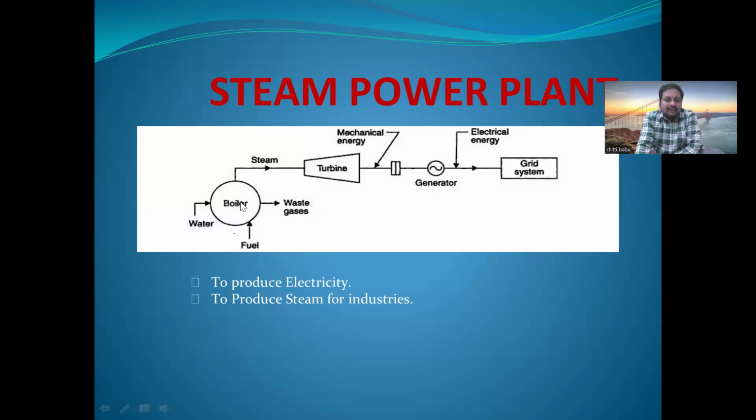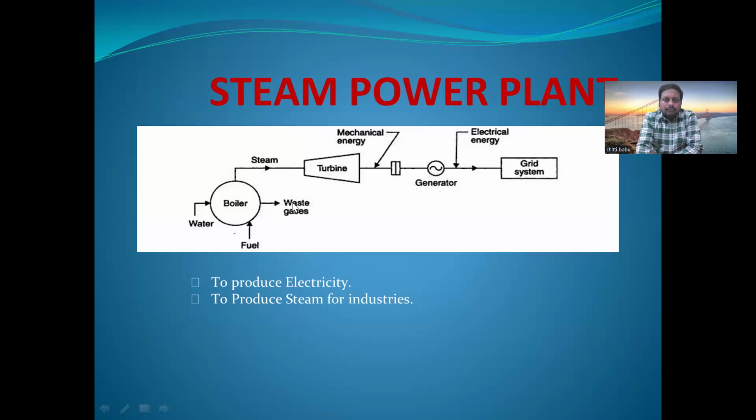That steam, saturated or superheated steam, will strike the turbine vanes, and the turbine starts rotating. That means it will be generating mechanical energy. The steam will be expanding on the turbine blades. This mechanical energy is the input to the generator, which converts it into electrical energy. So electricity is produced by using a steam power plant.